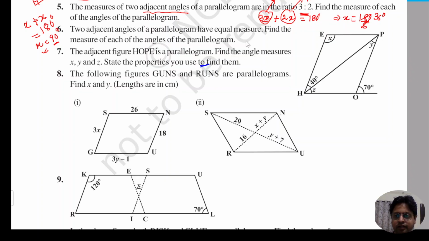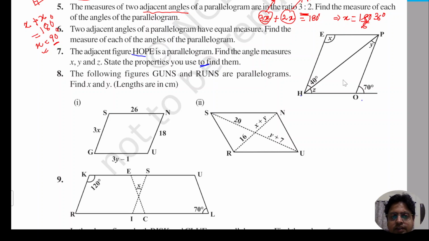In the last lecture, we have learned till question number 6. Now we will start with question number 7. The question says the adjacent figure HOPE is a parallelogram. Find angle measures X, Y, and Z. State the property you use to find them.